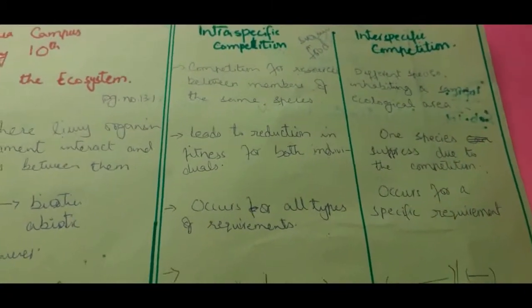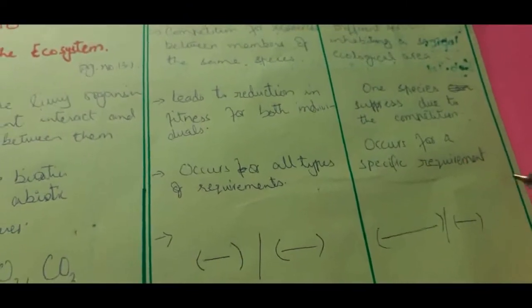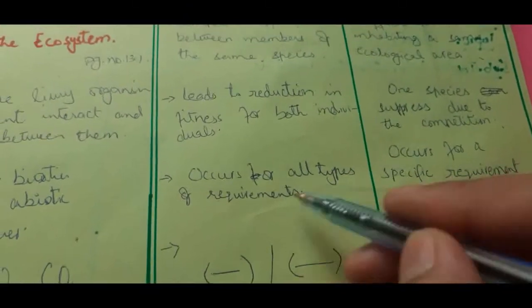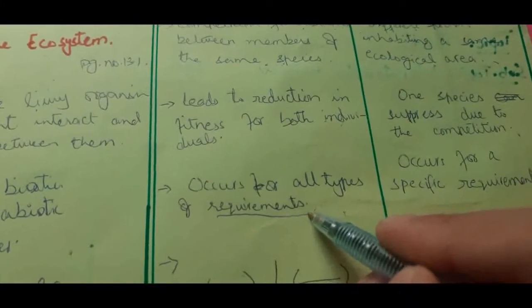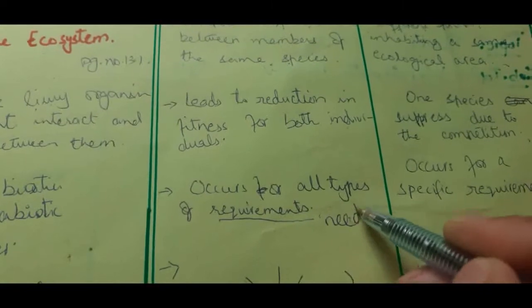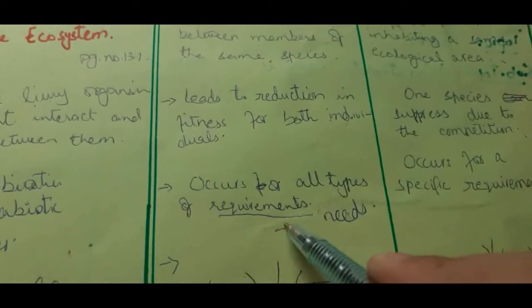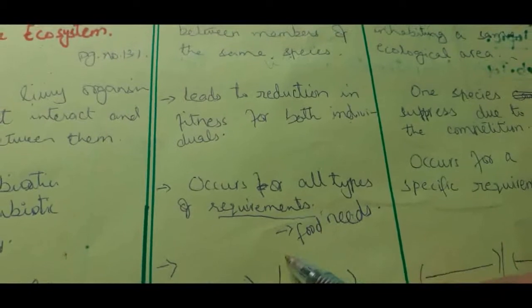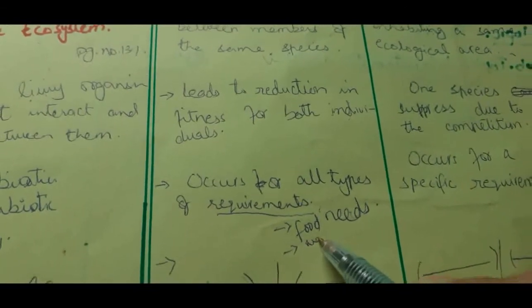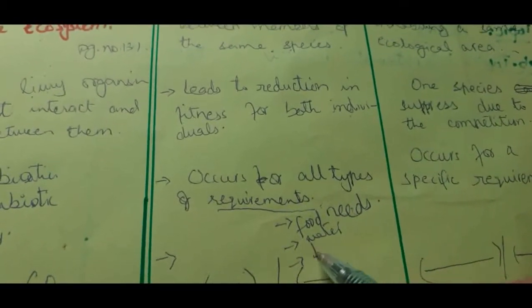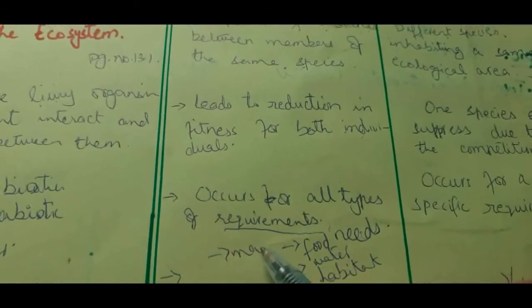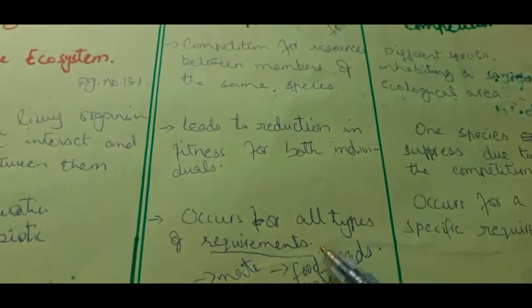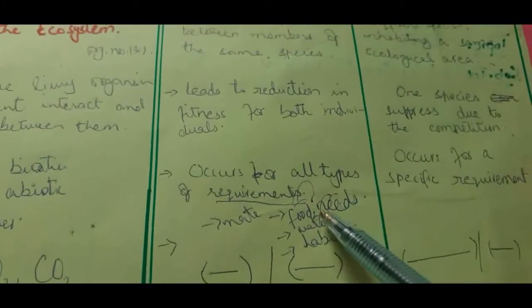Okay, so it occurs for all types of requirements in intraspecific competition. What do we mean by all types of requirements? It means that obviously if they belong to the same species, all of their needs would be the same. They would need the same food, the same water, the same area to live, and the same partner for mating, right? So they usually fight for all these purposes, especially for mating.